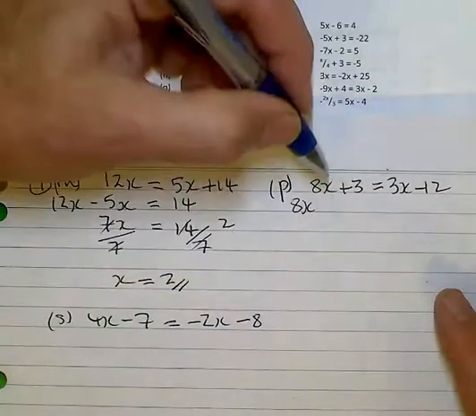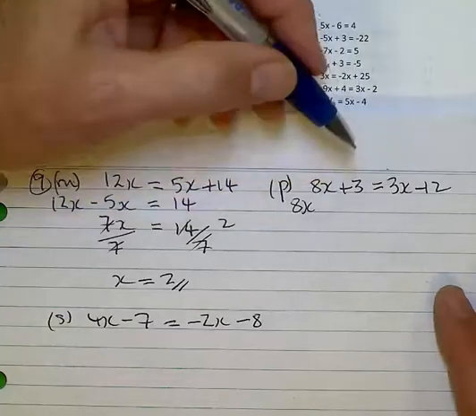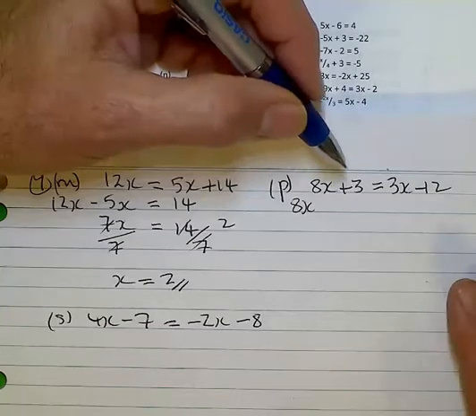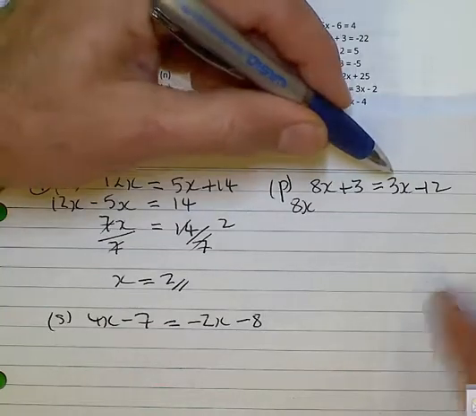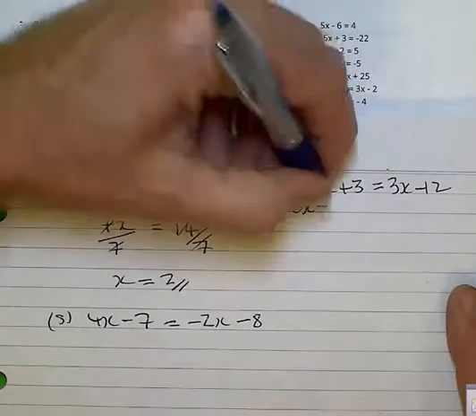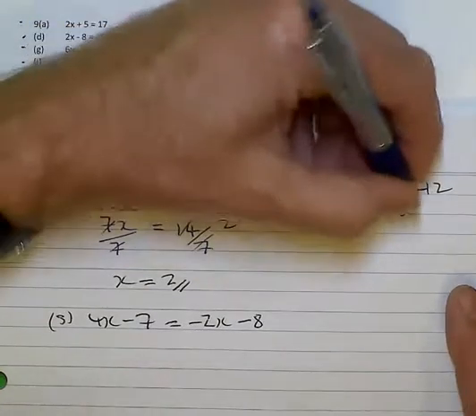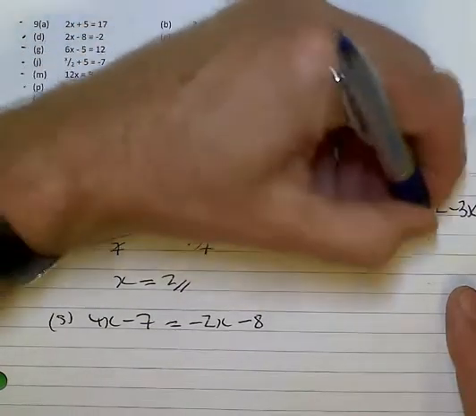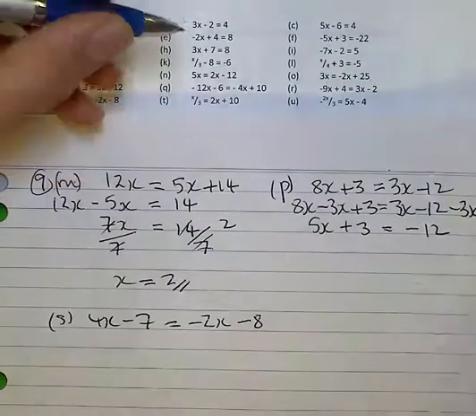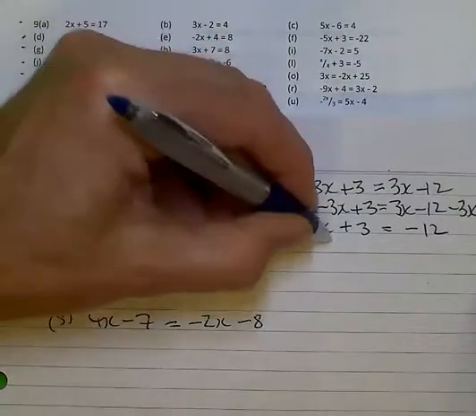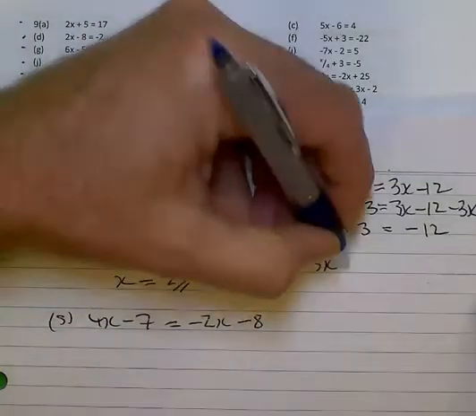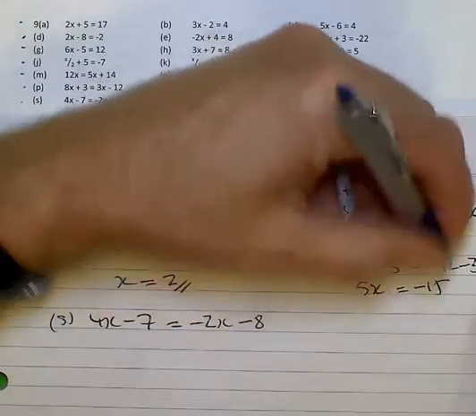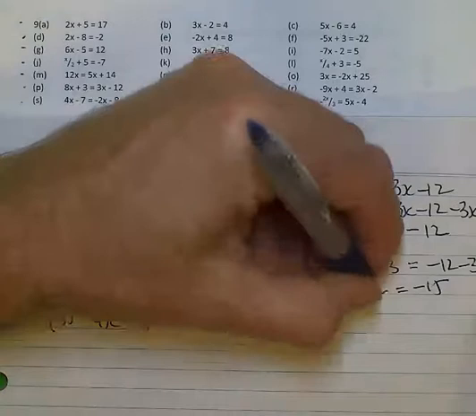In P, I've got a left-hand side with 8x and a right-hand side with 3x. Now, I just want to have one side with x's. What you do in these instances is to remove the x's where there are fewer of them. So I'm going to take 3x from both sides. Still looks a bit messy, but I can still progress through. Remember, I'm isolating the x term. Dividing by 5.